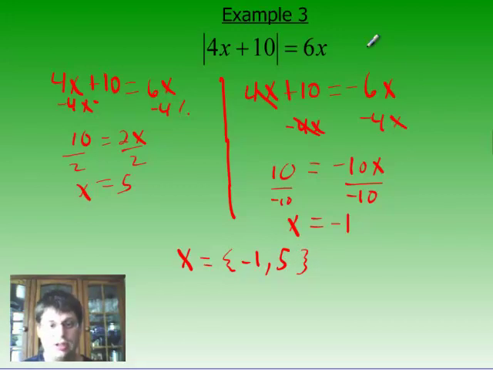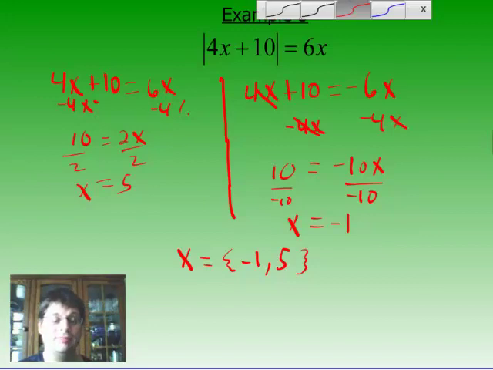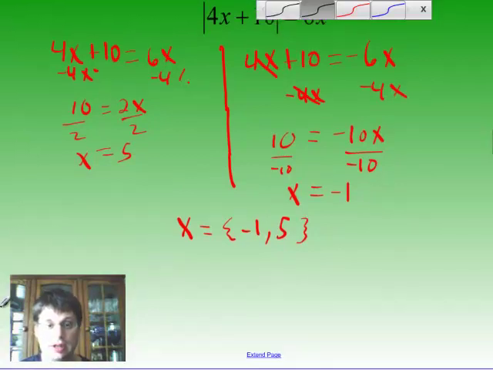Okay, now here's what you have to be careful of. You really should be checking your answers, and there's a good reason for that. It's not just to see are you right, but in order to get the right answer, period, you need to substitute both of these values in. So let's do that.